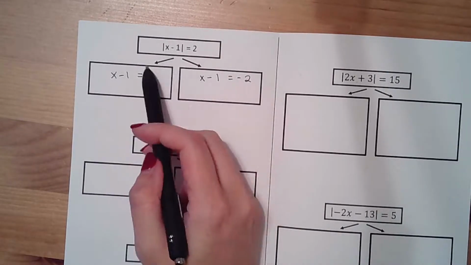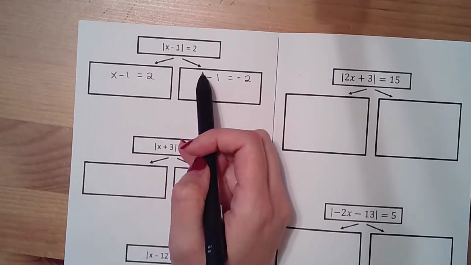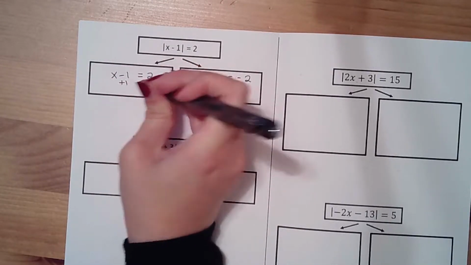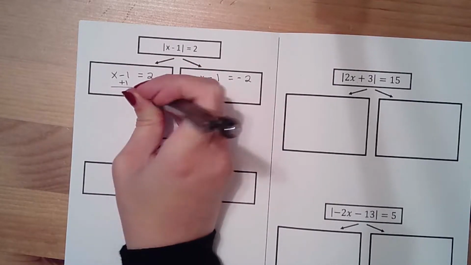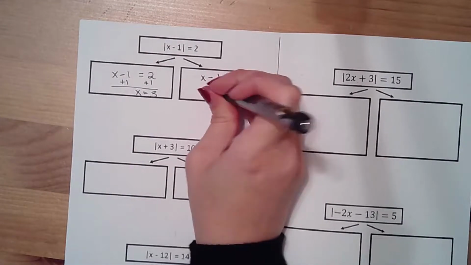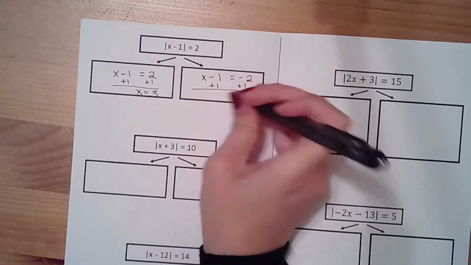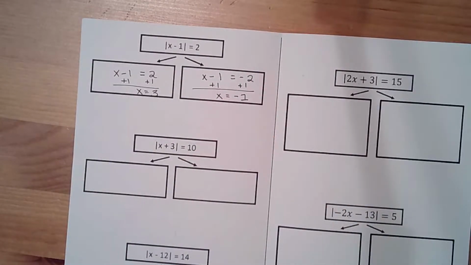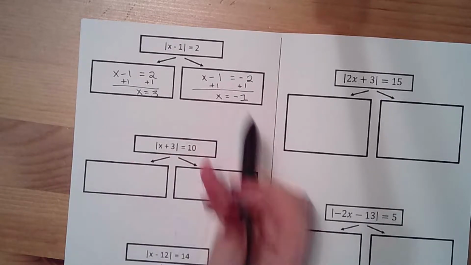So once I've split this into the 2 possibilities, I can just solve this the way I would solve a normal equation by adding 1 to both sides. And x is equal to 3, or in the second equation, if I add 1 to both sides, x is equal to negative 1. So I have 2 possible answers here.